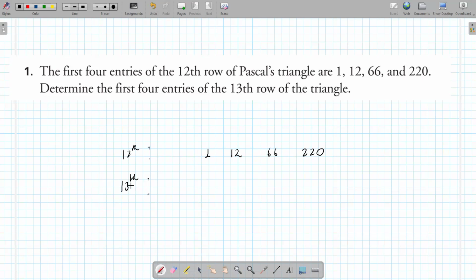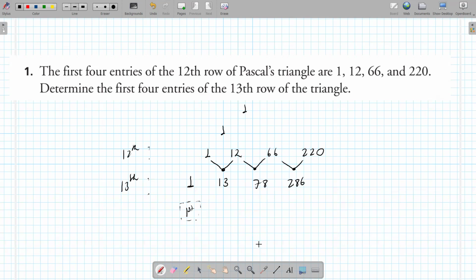Remember, it always starts with a 1, right? So there was a 1 up here, there was a 1 up here, which means on the 13th row, there's going to be a 1 down here. So that's our first entry. Our second entry is going to be the sum of these 2 terms from the previous row. So that's going to be 13. So that's our second entry. What's our third entry? 78. And the last one is again, whatever that is, 286.